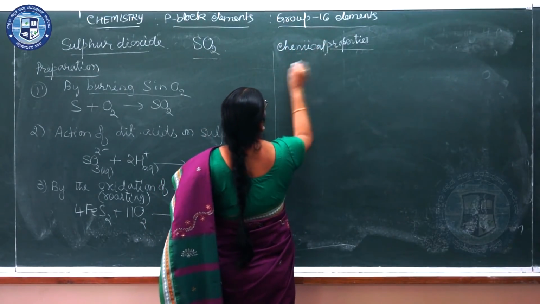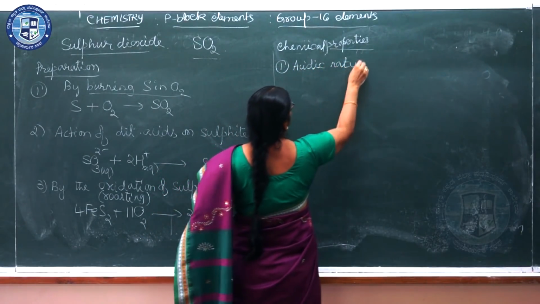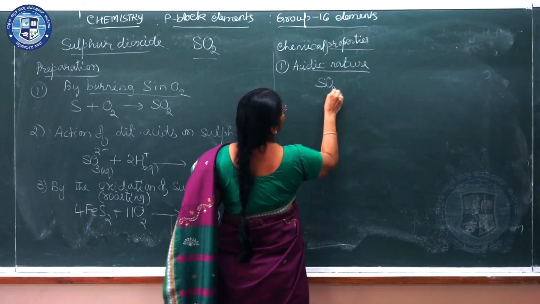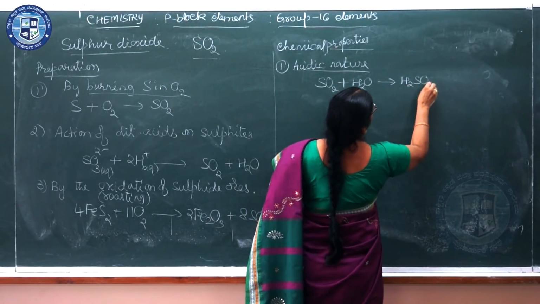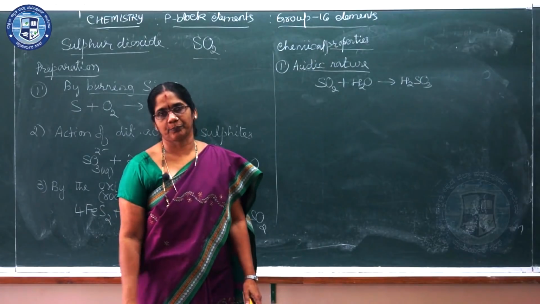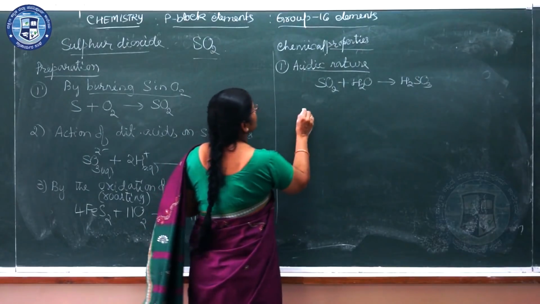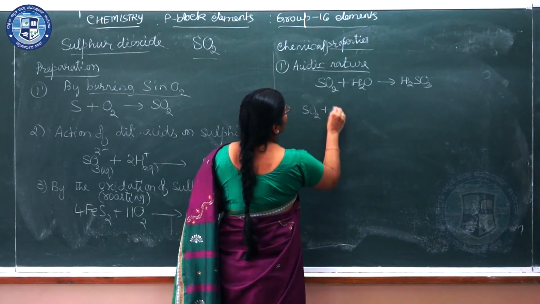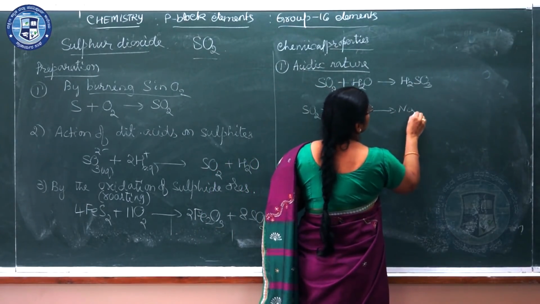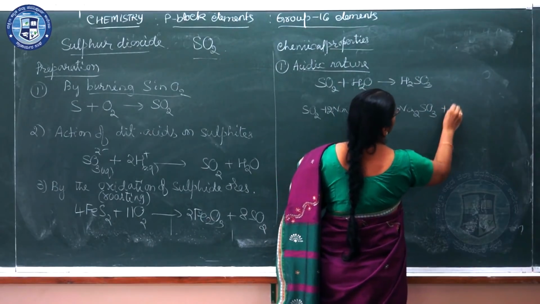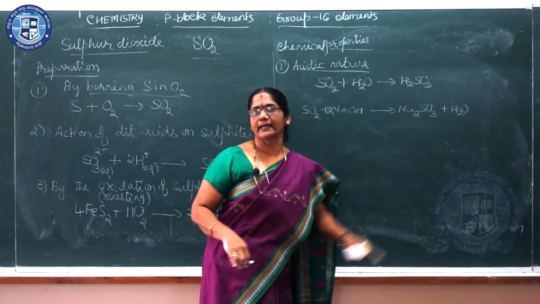it is an acidic oxide. So acidic nature we will see. When sulfur dioxide is passed through water, we get an acid called sulfurous acid. So sulfurous acid is formed when sulfur dioxide is passed through water. When sulfur dioxide is passed through sodium hydroxide, we get sodium sulfite salt and water is formed. So this shows acid with base gives salt and water.